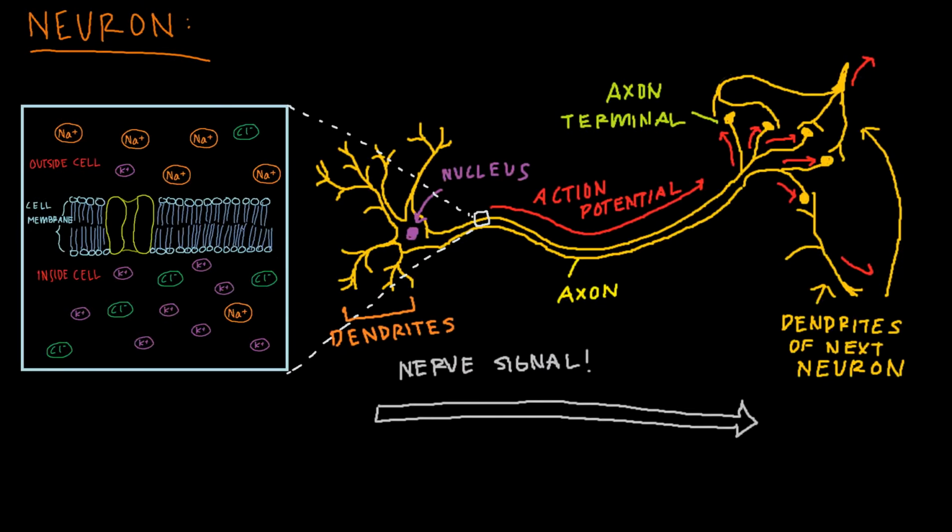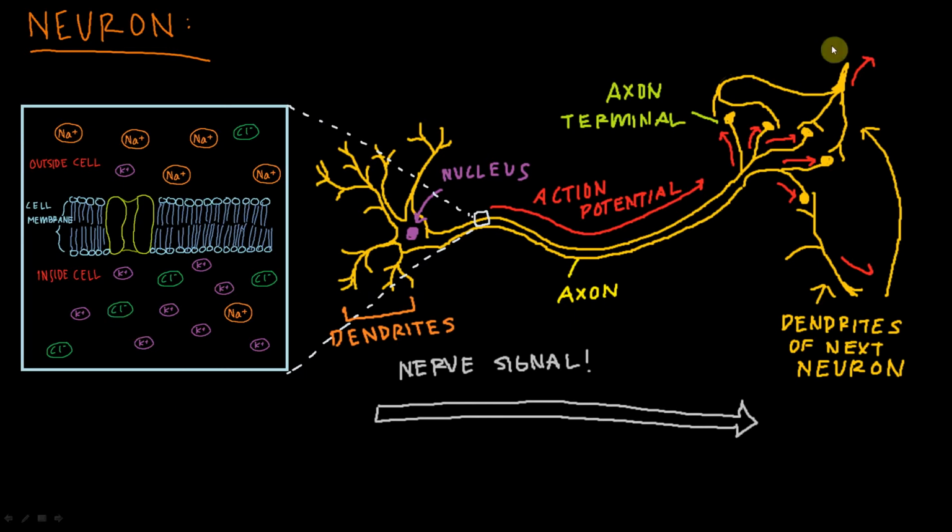So let's zoom in on a nerve cell known as a neuron. So neurons conduct the flow of sensory information throughout the body as electrical signals. And electrical signals are generated by the movement of ions or charged particles across a plasma membrane.